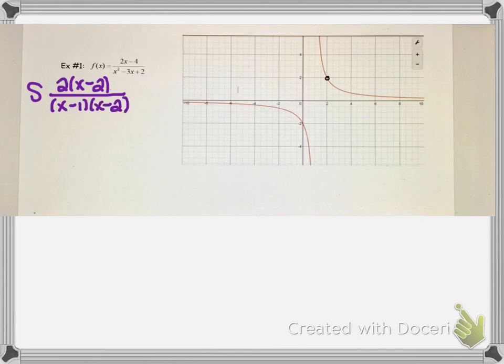And so what I see is that I do have a factor on top that is also on bottom, and so that factor would reduce out of the equation. It's gone. And so now I have 2 over x minus 1. There is my simplified equation.